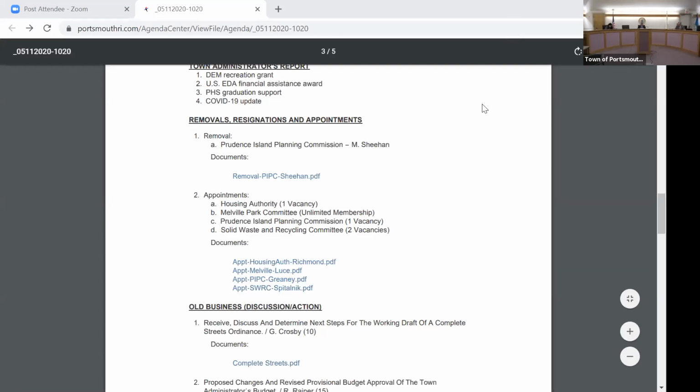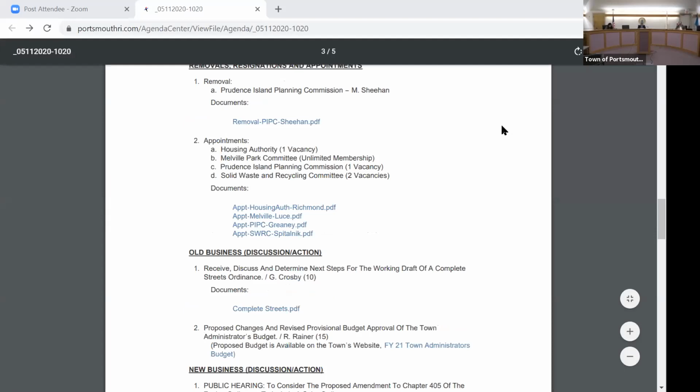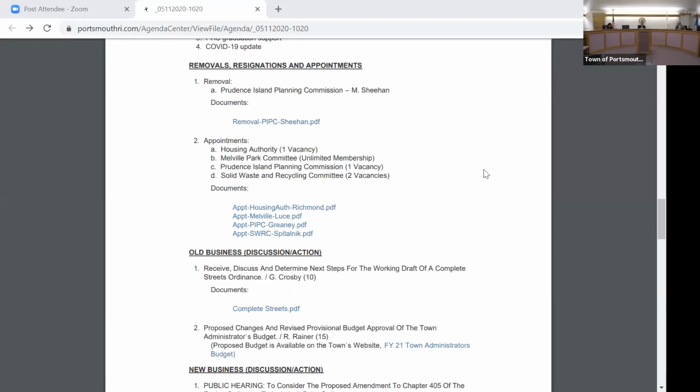The first item was a removal for the Prudence Island Planning Commission. There was a request to table this motion. So if I could have a motion to table this until such time. Keith Hamilton: So moved. I move to table the removal and also the appointment. Second. Len Katzman: Linda, would you please give a second?